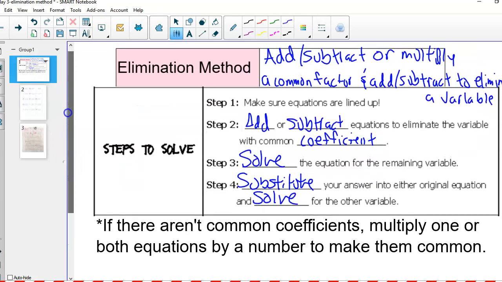Wait, what is this? No, of course that's not what it is, and we got a problem. Christina.